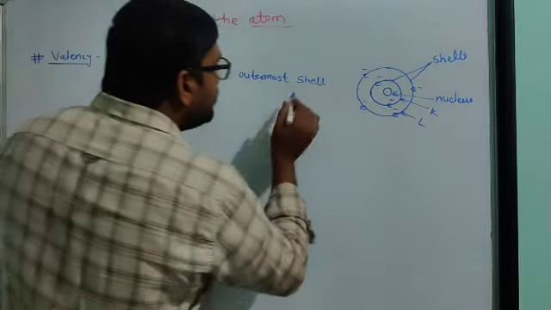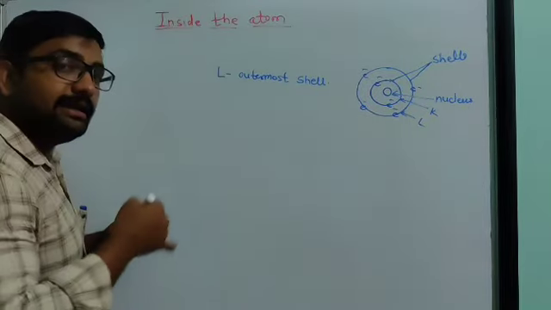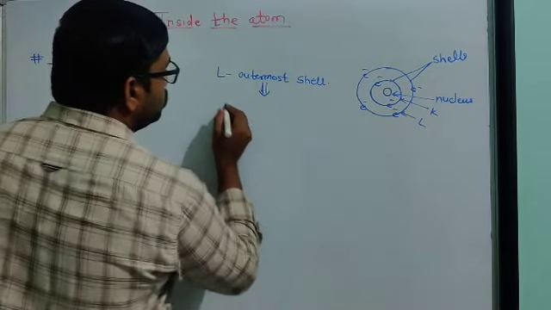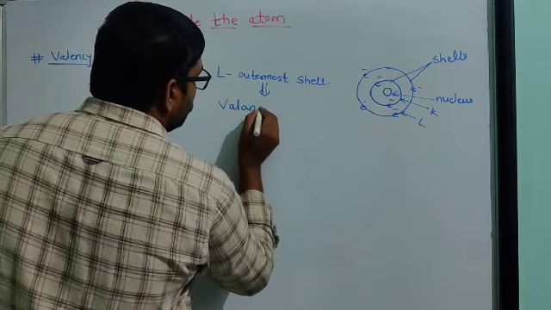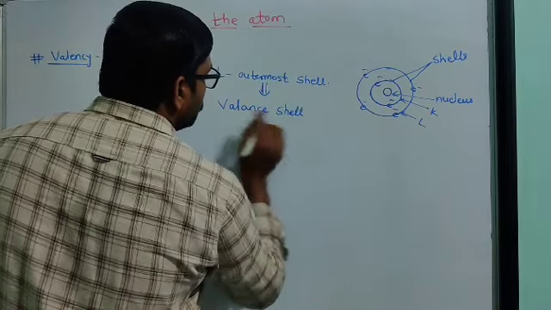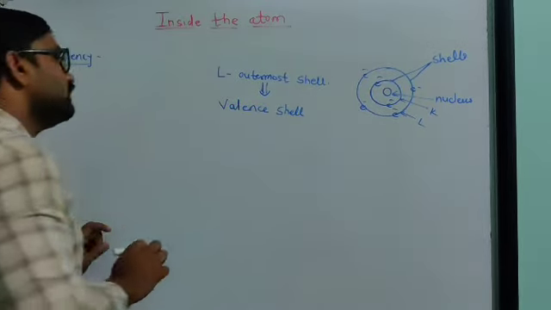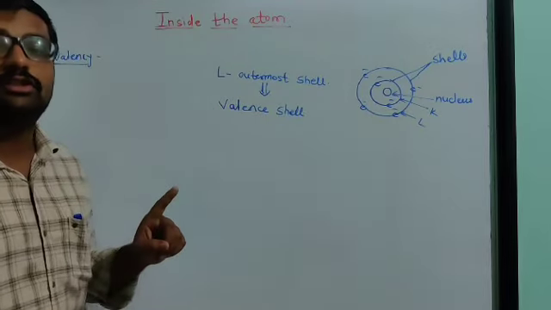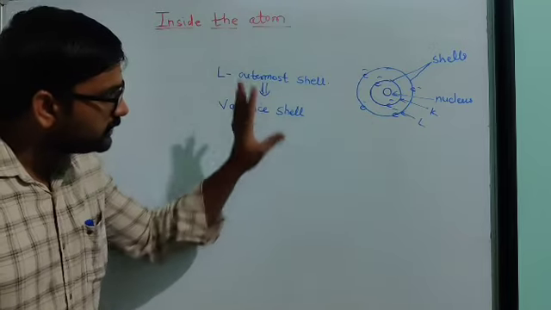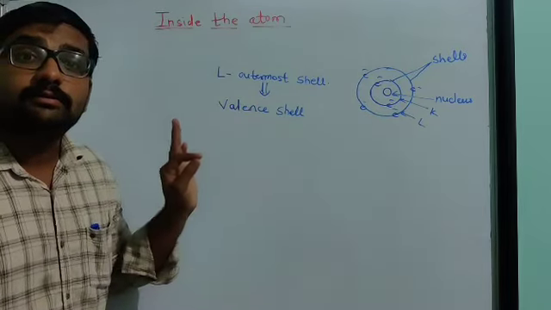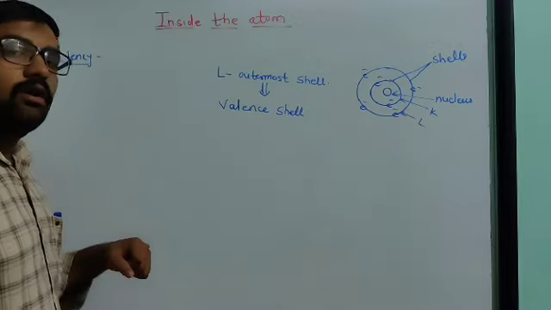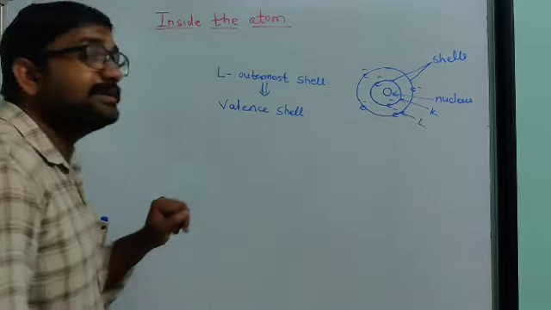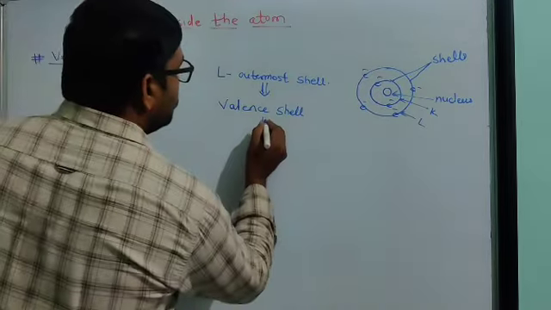Look at this outermost shell of any atom. This outermost shell of any atom is also called valence shell. The outermost shell of every atom is called valence shell. And the electrons which are present in this outermost shell or valence shell are called valence electrons.